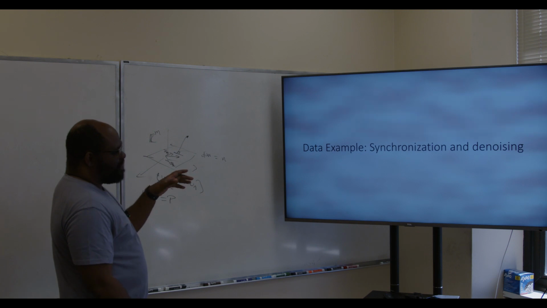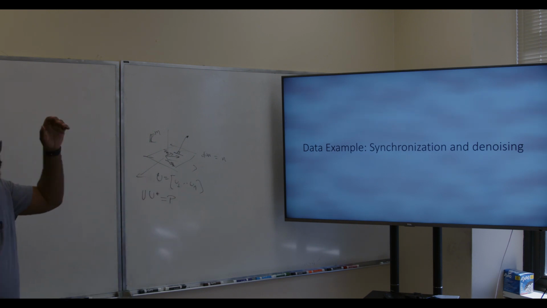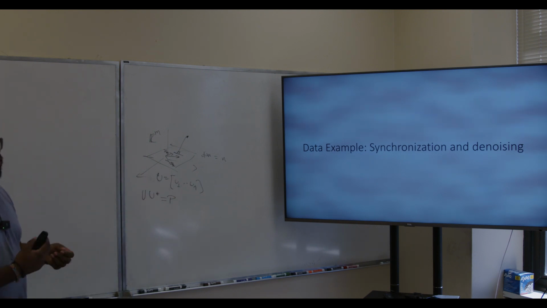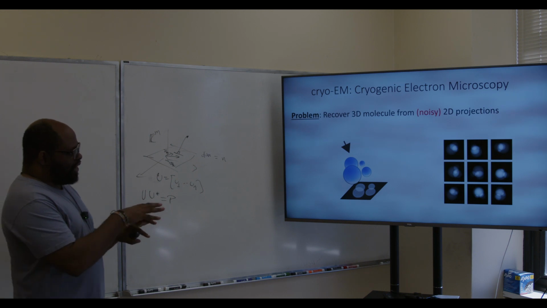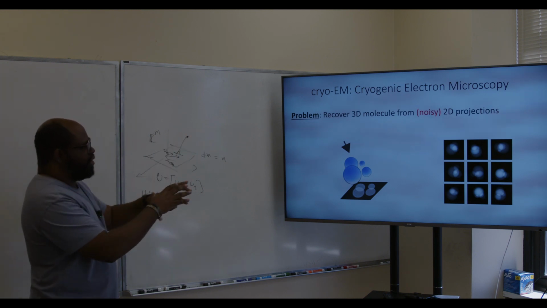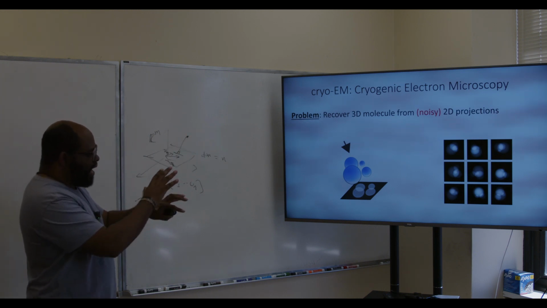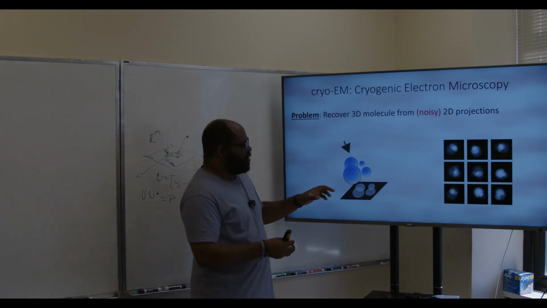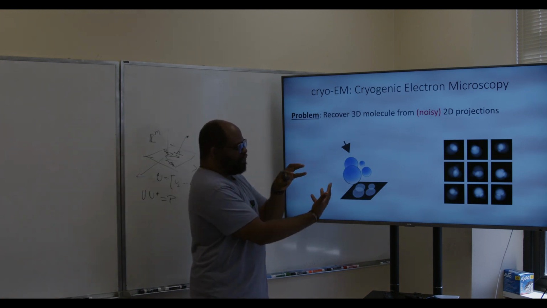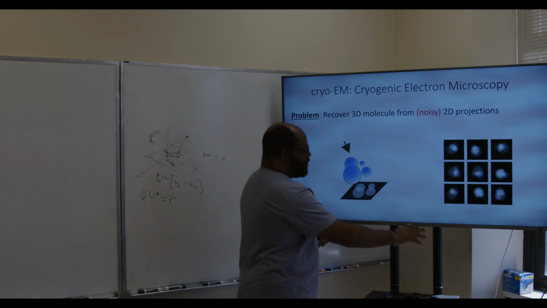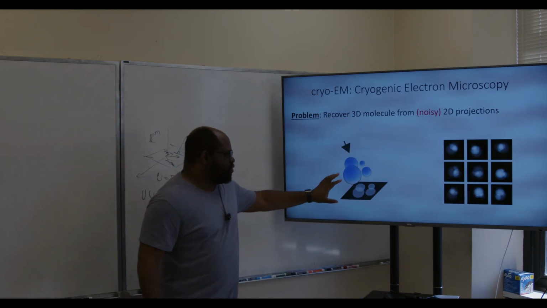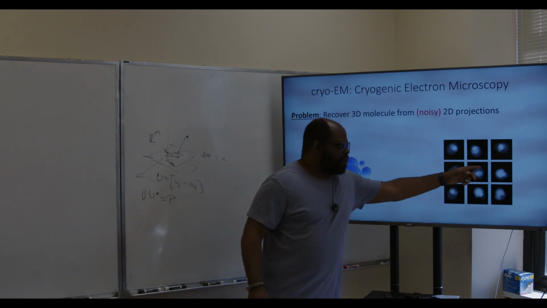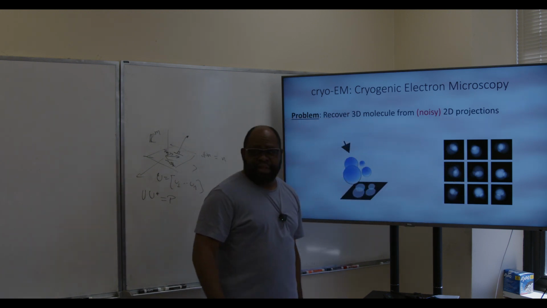But here's a source of data examples for this kind of construction. It comes from synchronization and denoising problems. So here's the idea. Imagine that you have an object, like a molecule, and what you have is not the molecule, but photos from different directions. This is the input data. And the goal is to reconstruct the molecule from the observed pictures.